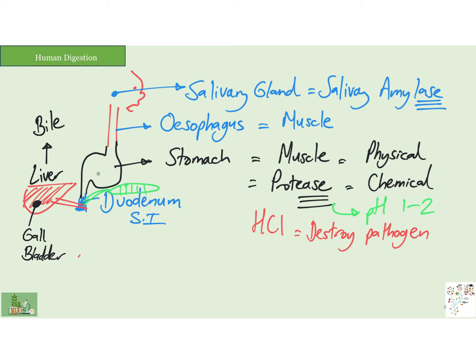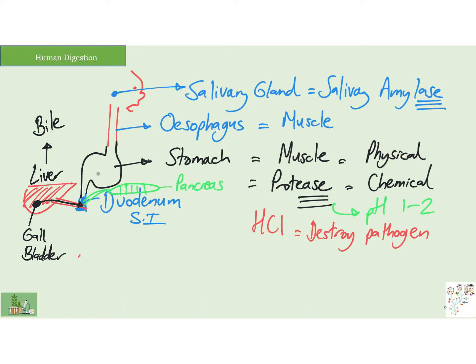And then when your digestive system needs it, it travels through this tube here into your small intestine. I don't think they'll ask you the name of this tube, but it's called your bile duct if they ask you. This little green thing here is your pancreas.